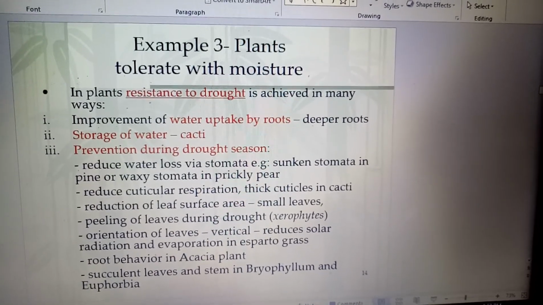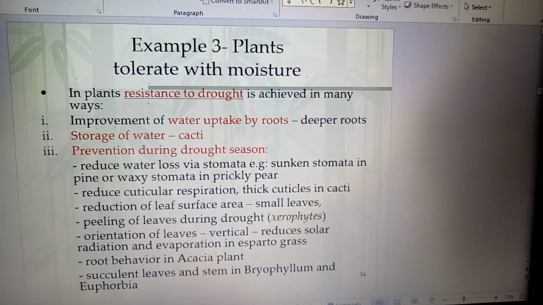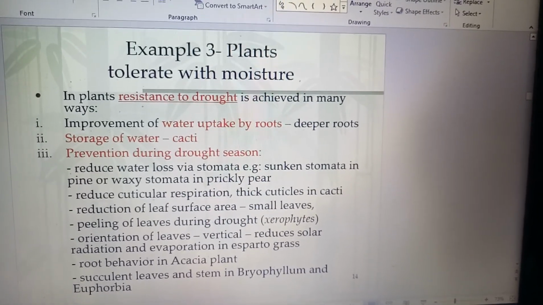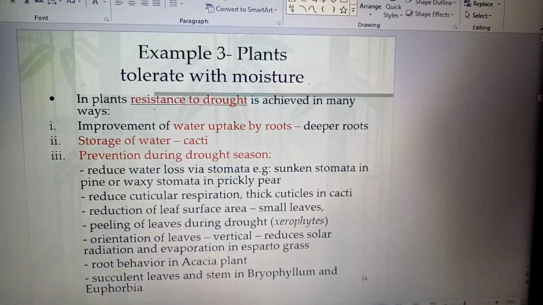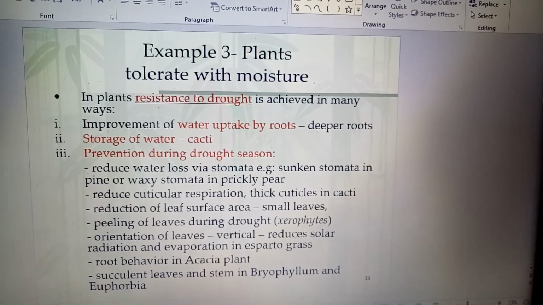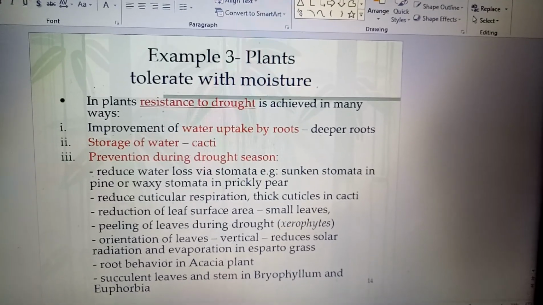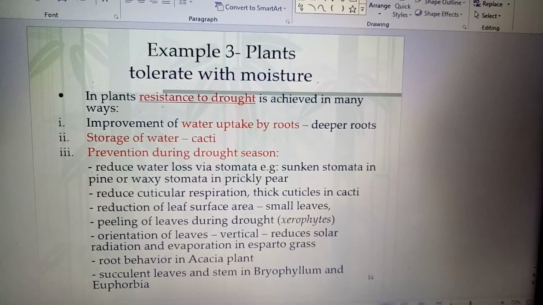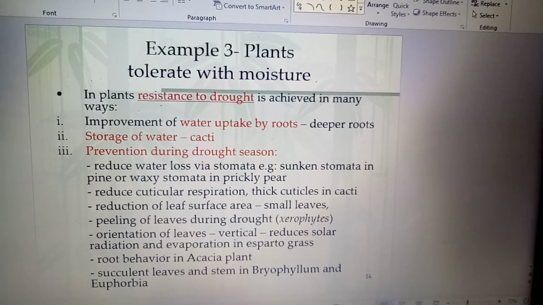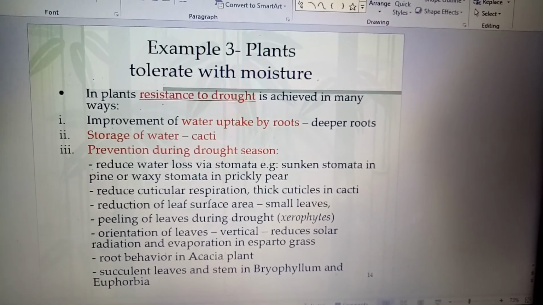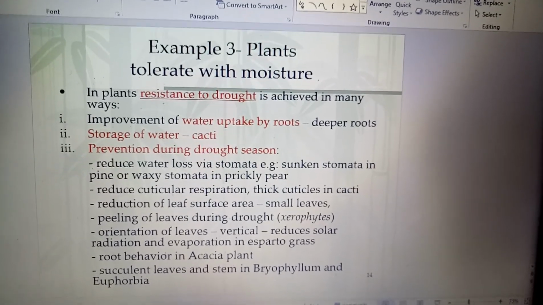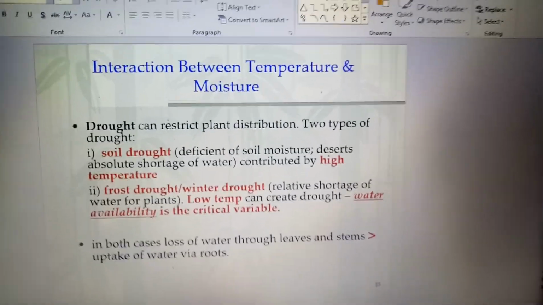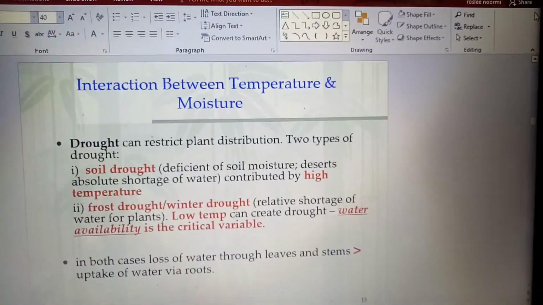They will also reduce cuticular transpiration with a thick cuticle in cacti, reduction of leaf surface area with small leaves, and shedding of leaves during drought. Vertical orientation of leaves reduces solar radiation and evaporation, as in esparto grass, with root behavior in acacia plants, and cylindrical leaves and stems in Bryophyllum and Euphorbia. Okay, this is the interaction between temperature and moisture.